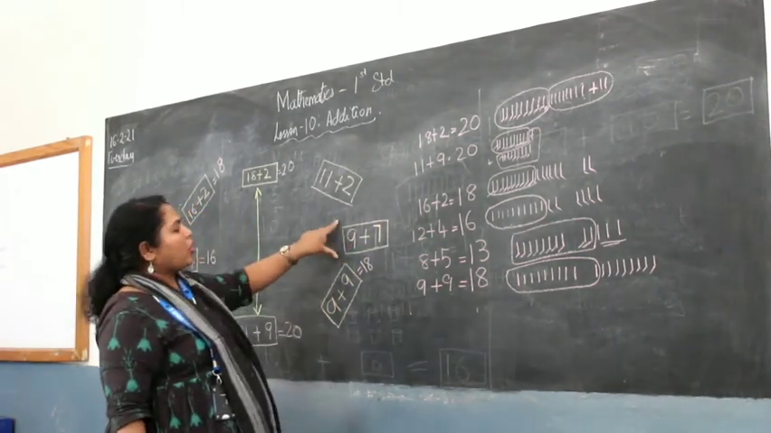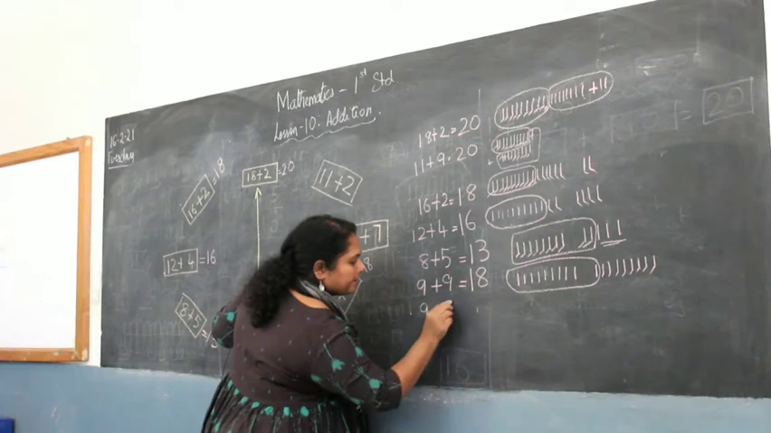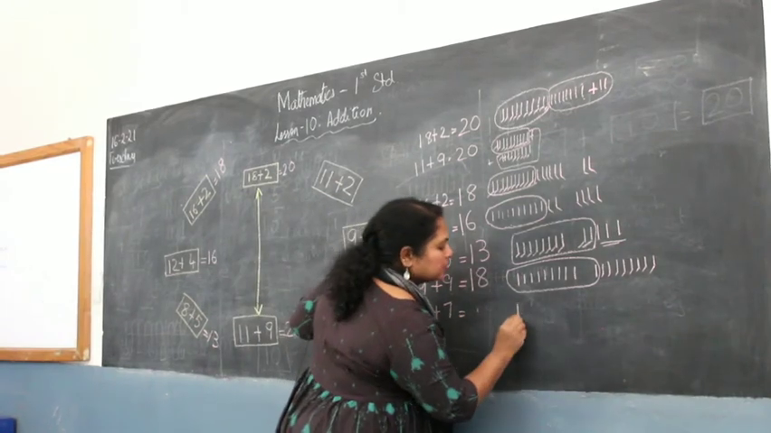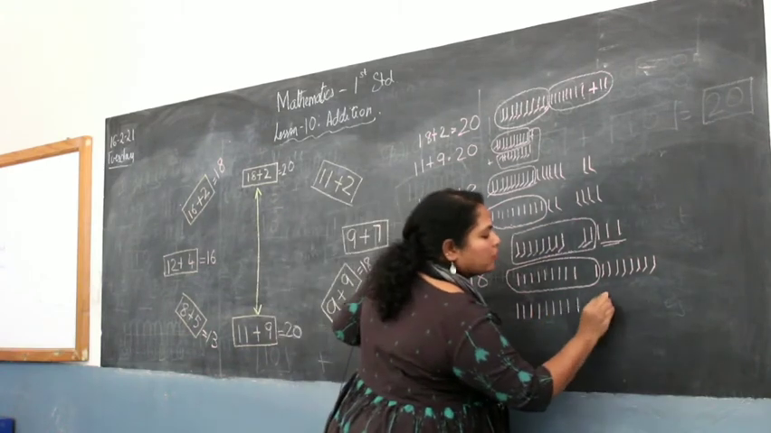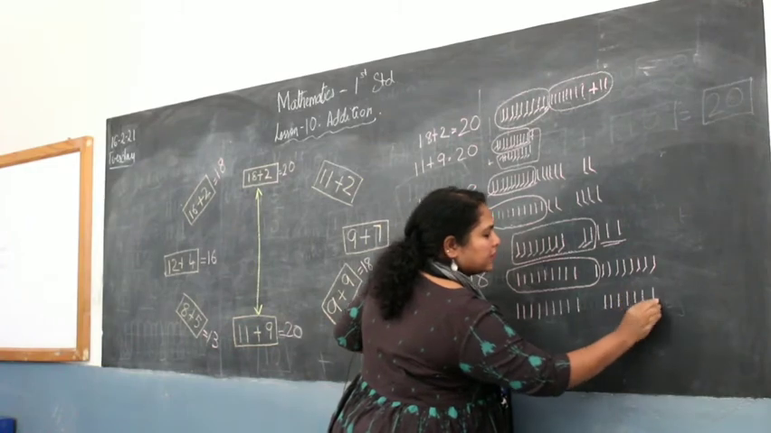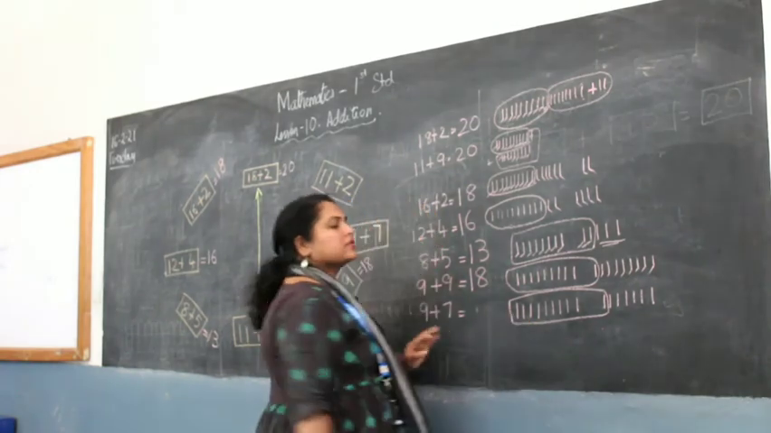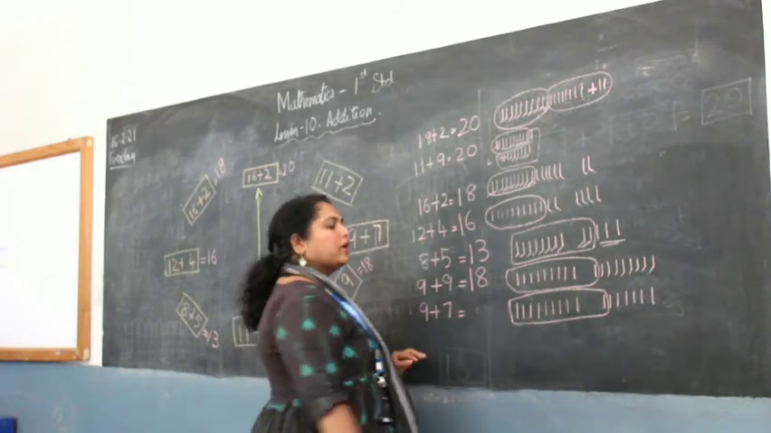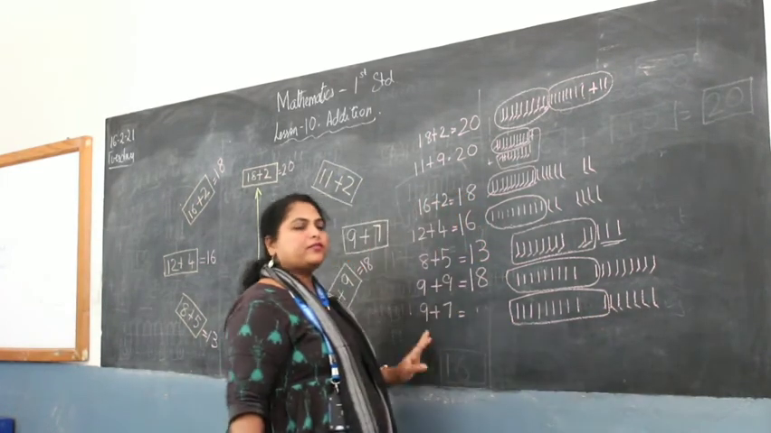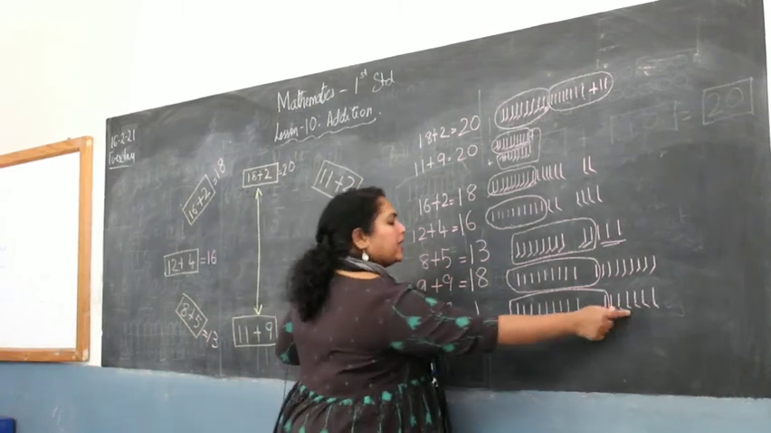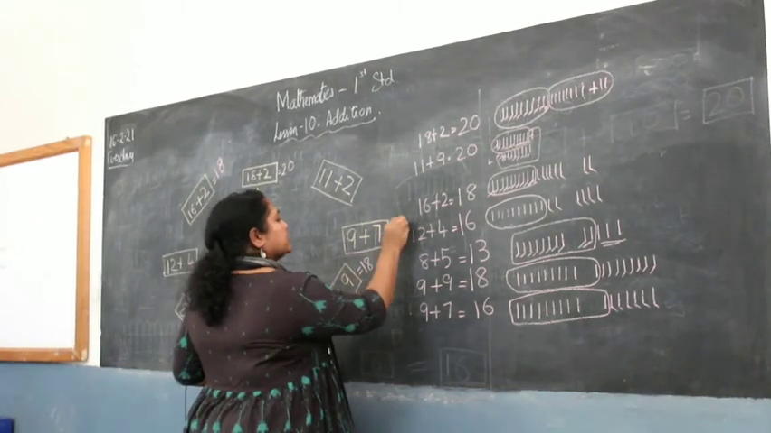Now let's see how much this is totaling up to. 9 plus 7. So I am drawing 9 sticks, 1, 2, 3, 4, 5, 6, 7, 8, 9 plus 7. 1, 2, 3, 4, 5, 6, 7. Let's make a group of 10. This is one 10. That's one group. And how many more are left? 1, 2, 3, 4, 5, 6. 6 sticks are left. Those are your units. So one 10 and 6 units. 9 plus 7 is 16. So let's write here 16.